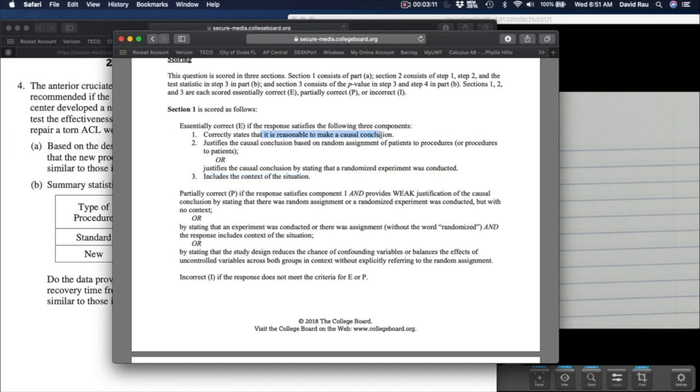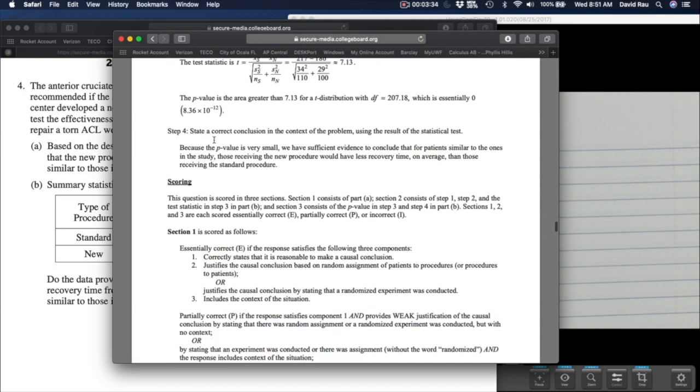So the answer is yes. Why is it yes? Because you did a randomized experiment, so you can conclude to a similar population of your sample. And of course, include the context of what you were doing. We were talking about ACL surgery and mean recovery times. And you can see partial arguments here if you need to, right?